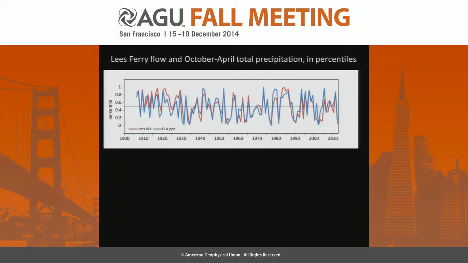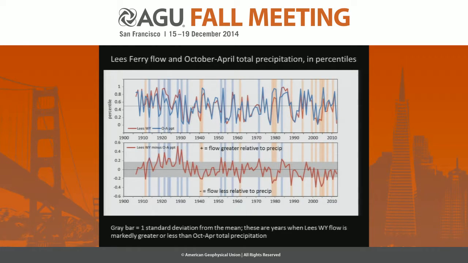So what I wanted to do was to compare the water year stream flow and the cool season precipitation, and just see if we could tease out some differences there. So those are the 2 time series, water year flow and October through April precipitation. They go up and down together, but there are some years where there are differences. So I took the differences of those two series, and that's plotted out here, water year minus the precipitation.